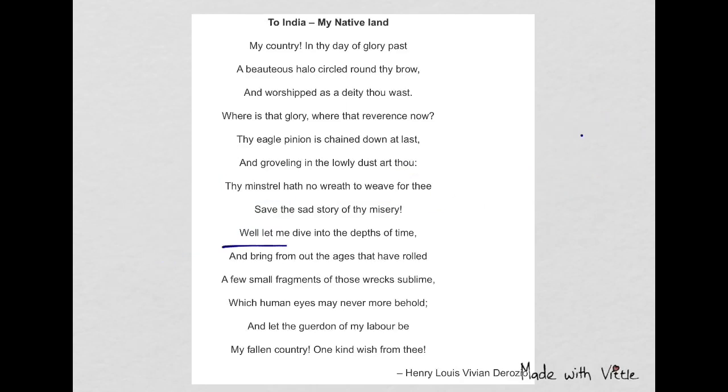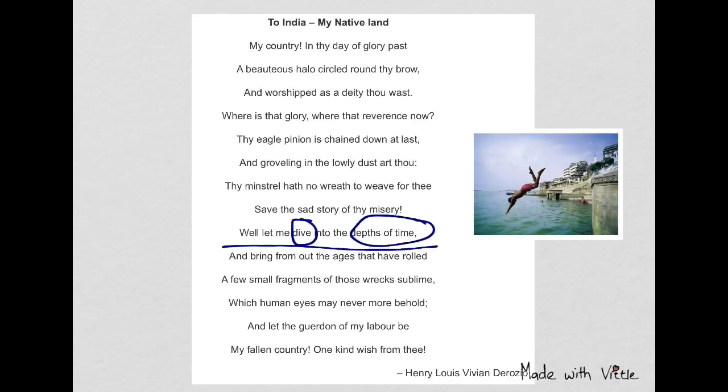Well, let me dive into the depths of time. What is the depths of time? The poet here is talking about the flow of time, the river of time. We often compare flying time with the flow of a river, and he wants to dive. He wants to go to that depths of time. He wants to dive into the pool or the river of time.